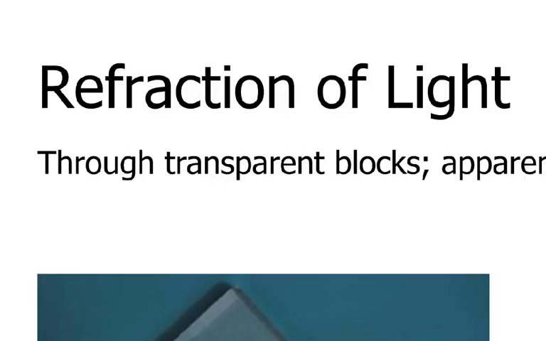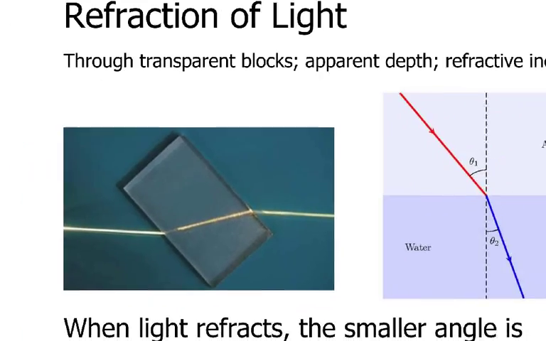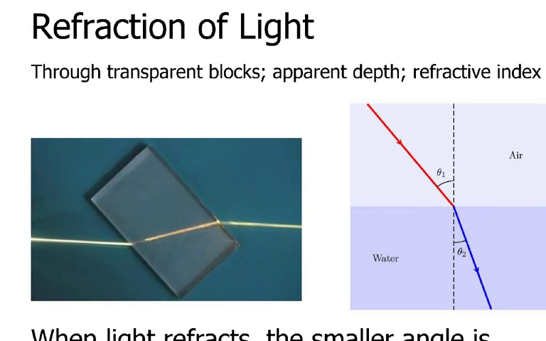So in this case, oftentimes, almost always, the direction of the light or other wave changes as well because of the change in speed. But not always. There's one special case when the direction does not change, but we'll get to that. Okay, so here's our topics for this: transparent blocks, apparent depth, and refractive index.